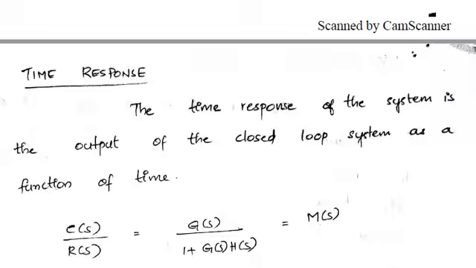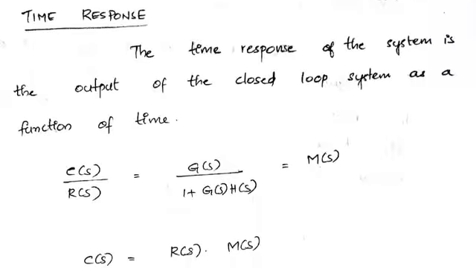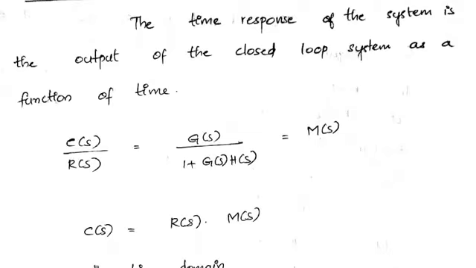Actually when we say time response, it's actually c(t), and the Laplace transform of that c(t) is this C(s). Okay, so what would be C(s)? If we have C(s)/R(s) equal to G(s)/(1+G(s)H(s)), then C(s) is equal to R(s) into G(s)/(1+G(s)H(s)). Right. So we know that C(s) equals R(s) into G(s)/(1+G(s)H(s)).